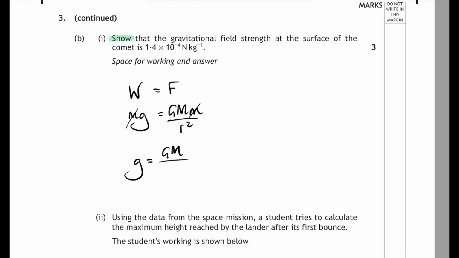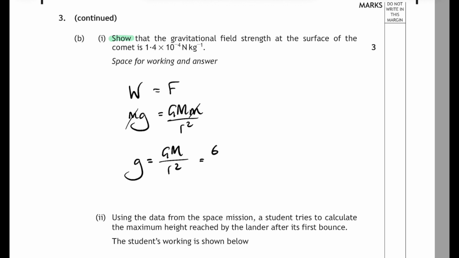So the weight of an object is equal to the gravitational force of attraction. Let's sub in both those relationships. So mg is equal to GMm over r squared. We can cancel out the small m's on each side there, and therefore g, the gravitational field strength, is equal to GM over r squared.